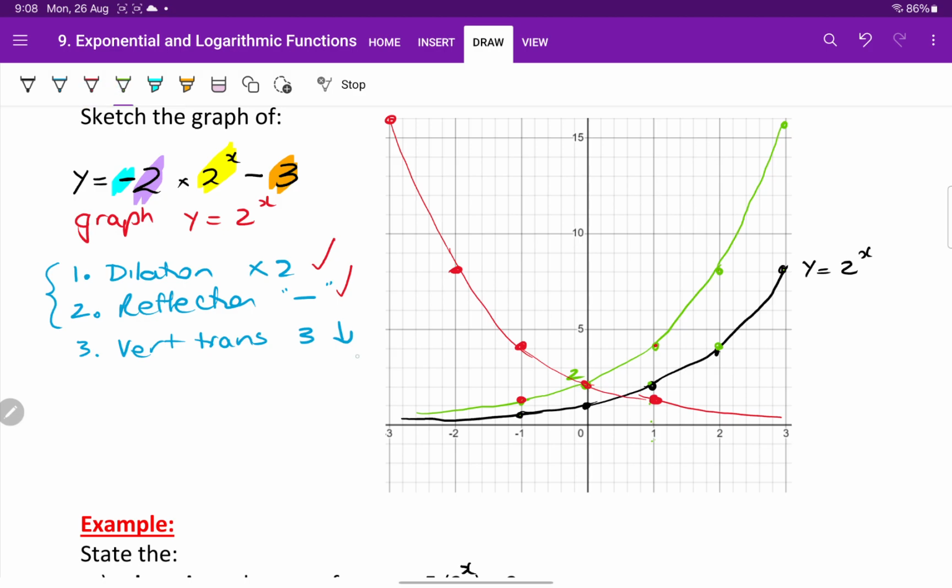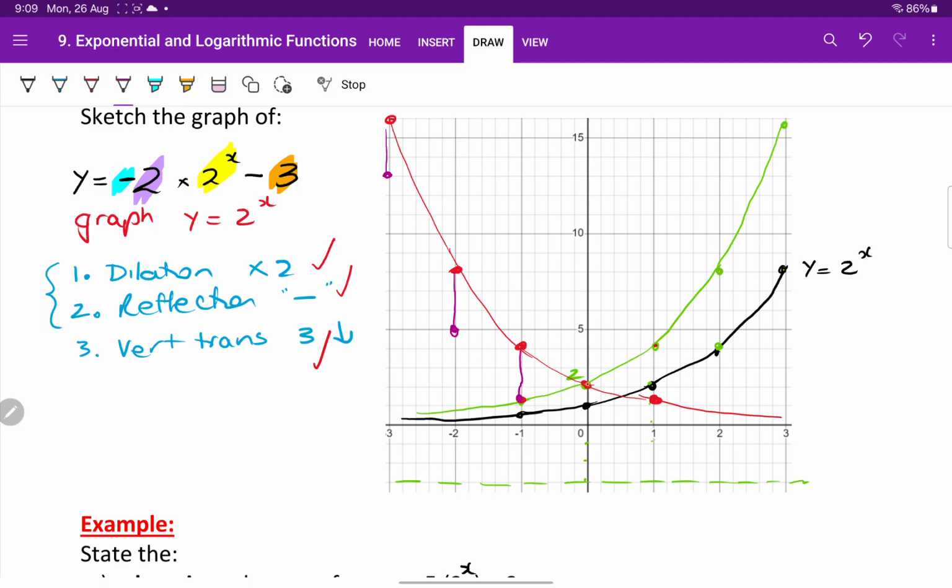And now I'm going to do my last one, my vertical translation 3 down. So I'm going to think of my key features. First one being the asymptote, so I'm going to move that down 3. 1, 2, 3. So here is my asymptote. And now I'm going to take each key point on my red graph and move it down 3 places. 1, 2, 3. 1, 2, 3. Just moving down 3.